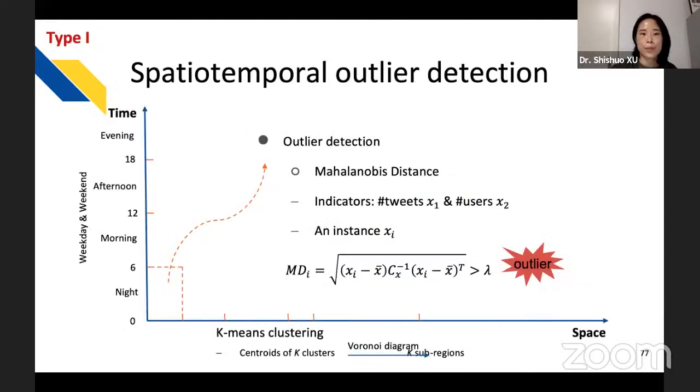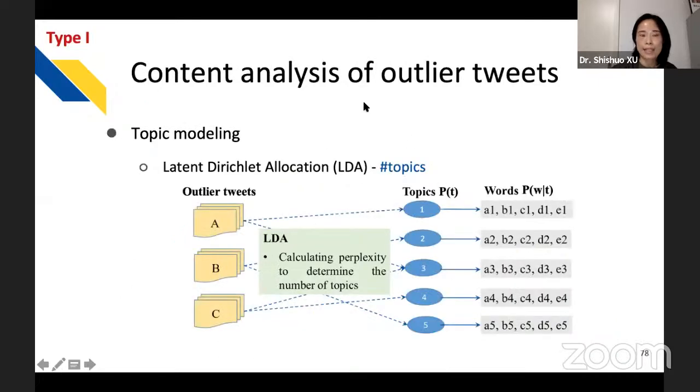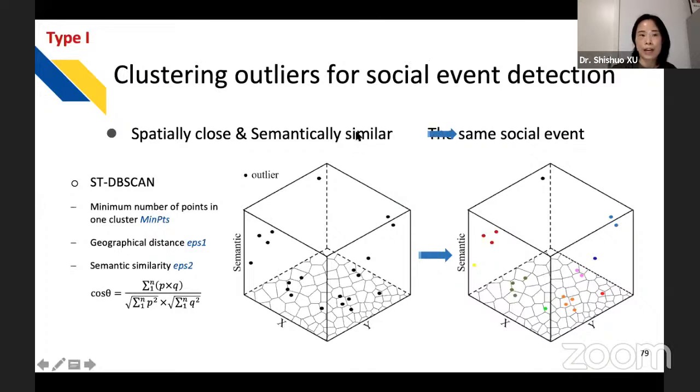First, the Twitter data was pre-processed, and the outlier data were detected using a distance method. After the outliers were detected, we collected the Twitter text messages. Then the content was analyzed using a topic modeling method. After the content was analyzed, the spatially close and thematically similar tweets were clustered to identify the social event.